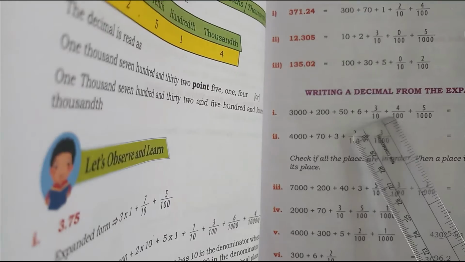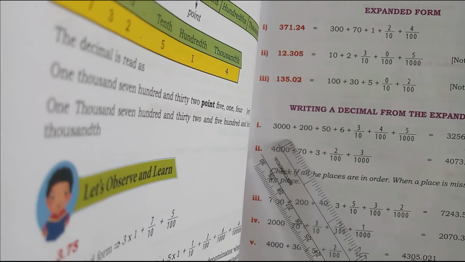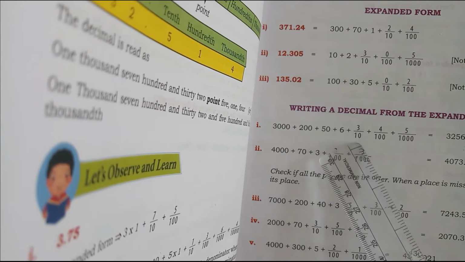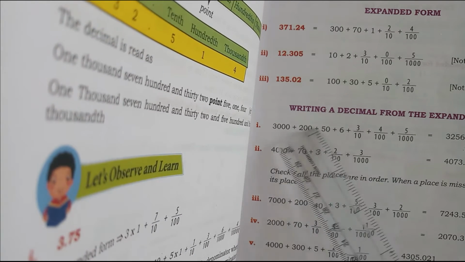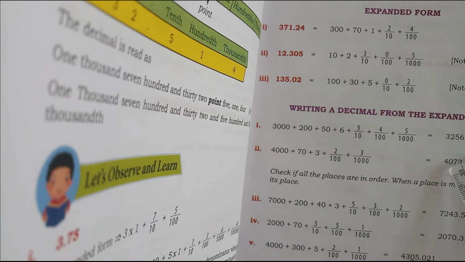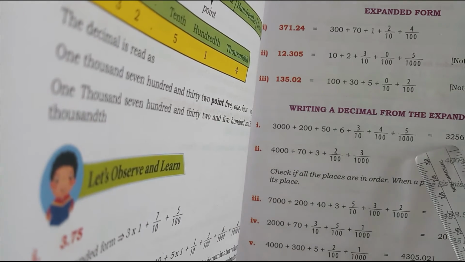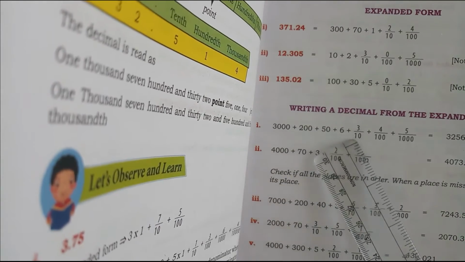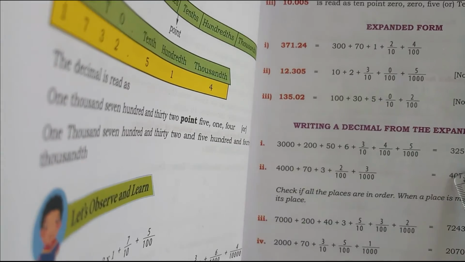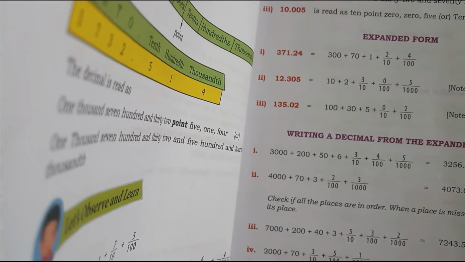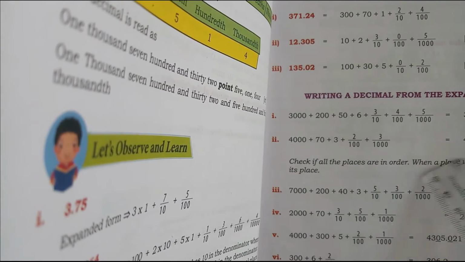Now writing a decimal from the expanded form. Now here, 3000 plus 200 plus 50 plus 6 plus 3 by 10 plus 4 by 100 plus 5 by 1000. Now they have written the expanded form. We have to write the decimal form now. How will we write the decimal form? For this expanded form it is 3256.345. Able to see? So the rest of the sums you read likewise.